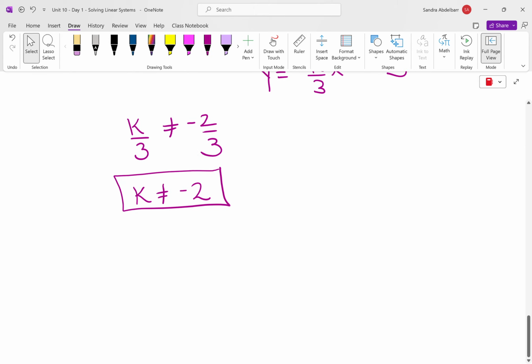All right. So now let's just refresh our memories on how to solve a system algebraically. We're going to go through two different ways. We're going to go through substitution and elimination.